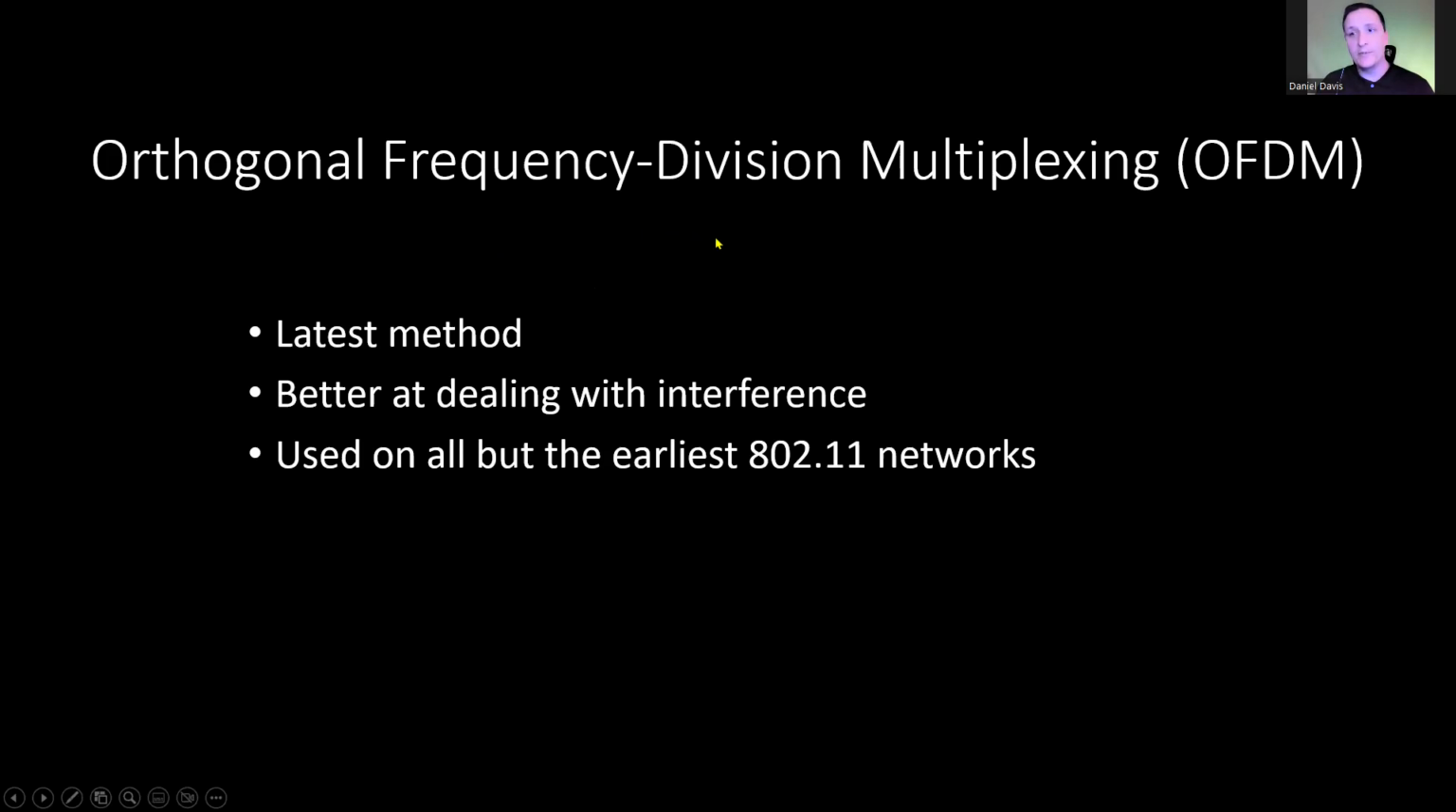Orthogonal frequency division multiplexing. This is one of the newer methods. It's better at dealing with interference. It's used on the majority of modern 802.11 networks.